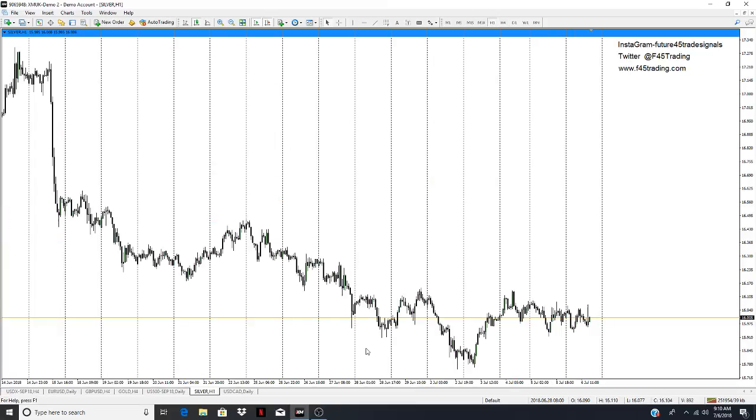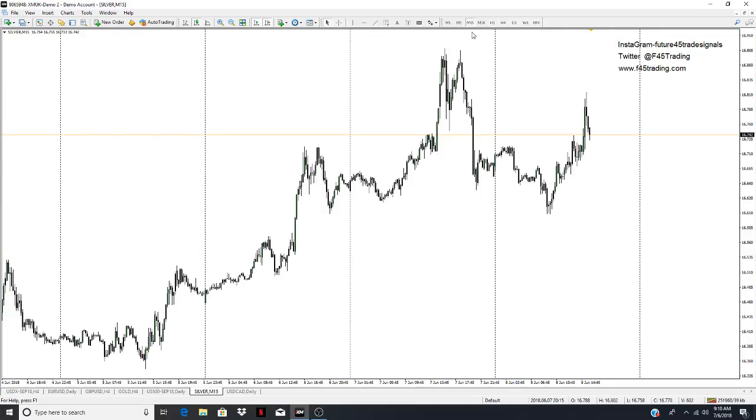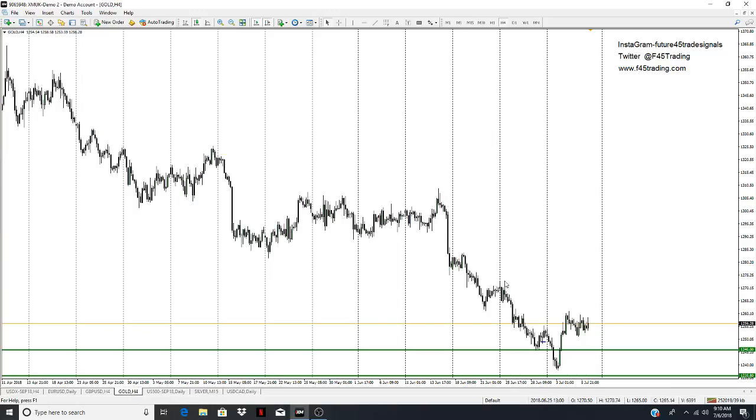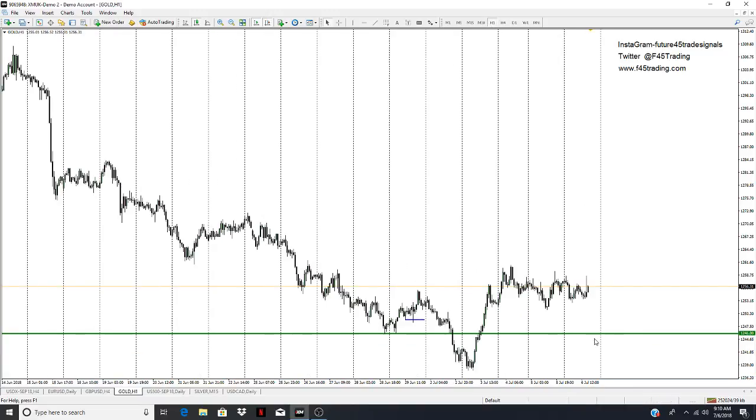So, and lower time frames giving us nothing on silver either, so yuck. But gold looks like it wants to pop up a little bit. I'm not sure. Let's see, we took out this low.